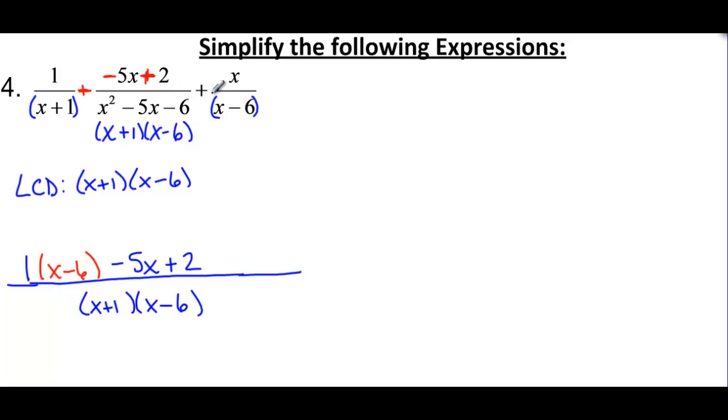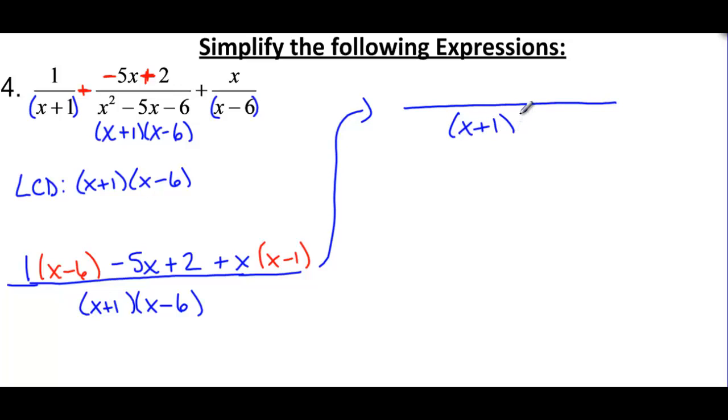Okay. And then my last fraction says plus x, and then I'm missing a factor of x minus 1. Okay. So now this is what my fraction is going to be. I'm just going to try to clean it up a little bit by combining like terms. We typically leave, again, the denominator factored, so once you get your LCD, just leave it. If I multiply x minus 6 times 1, I get x minus 6. I'm still left with the negative 5x plus 2. And if I distribute the x, I get plus x squared minus x.